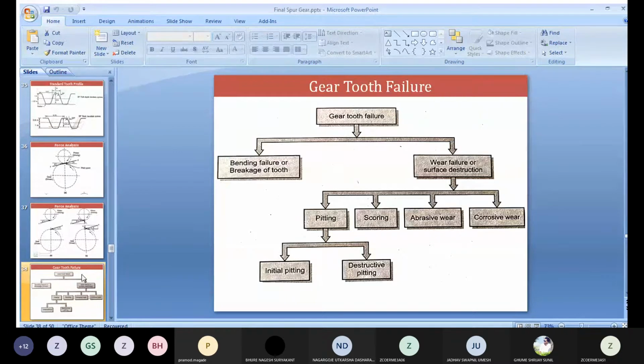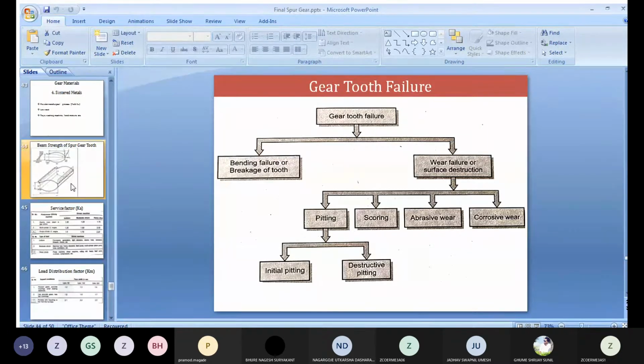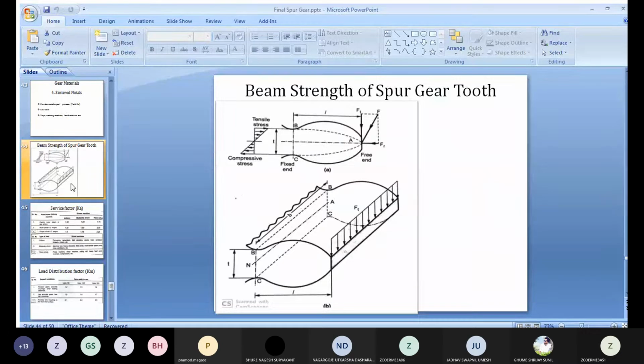Now what is bending? See here, in case of bending, this is the structure of the tooth on which force is acting. You can see a UDL load acting in figure B. Because of this load, the maximum load is acting on the top side due to meshing, through which bending will occur. So I can say the gear tooth structure behaves like a cantilever beam. Why cantilever? One end is fixed and the other remains free. So because of the load, there will be chances of bending.